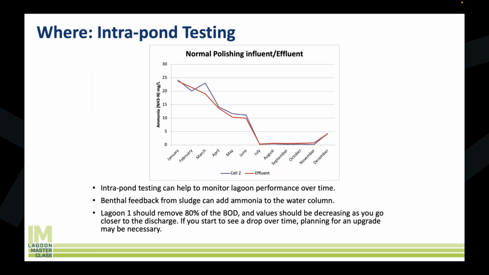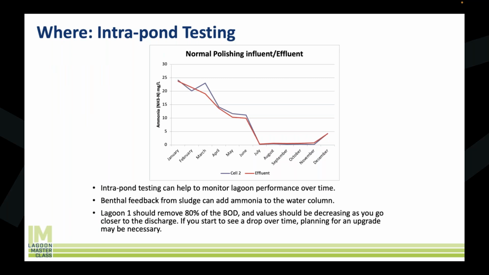Which is a head scratcher, right? Like, wait a second here, isn't the water supposed to get cleaner as it moves through the process? Well, you're correct. It is supposed to get cleaner as it moves through the process, but it actually got dirtier, in the sense that the ammonia was actually higher in some cases coming out of the last pond versus what was going into it, right? Well, again, if you don't take this sample, you don't know that, right? You have to take the intrapond sampling in order to understand what's going on between Lagoon 1 to Lagoon 2 to Lagoon 3.